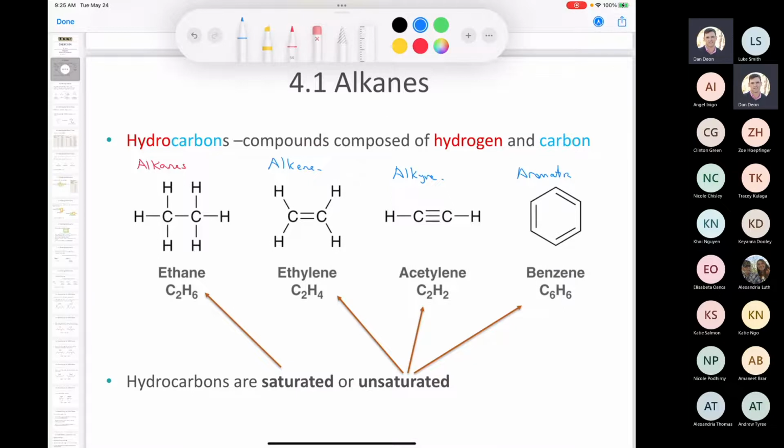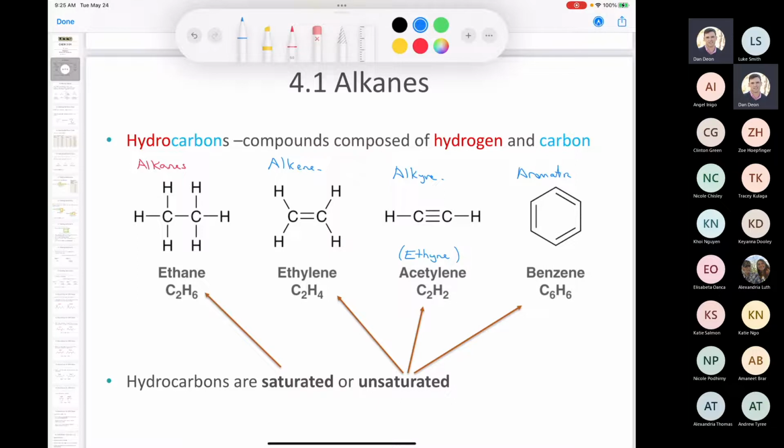We have ethane, ethylene, acetylene, and benzene. I'll just throw one bug in your ear. We're not going to talk about alkyne nomenclature for a while, but acetylene is a common name. The IUPAC name or systematic name for this molecule is actually ethyne. So I'm just going to put that here in brackets, ethyne. So you can see how there's kind of a trend going from ethane to ethylene to ethyne. Anyhow, and then we've got benzene.